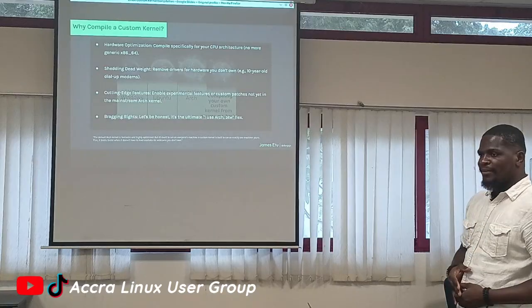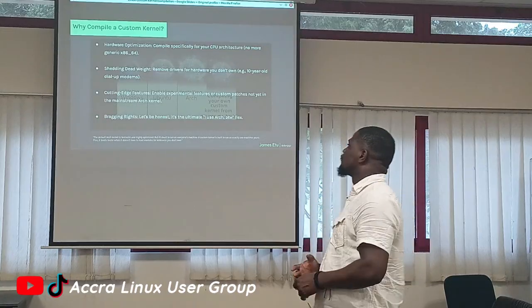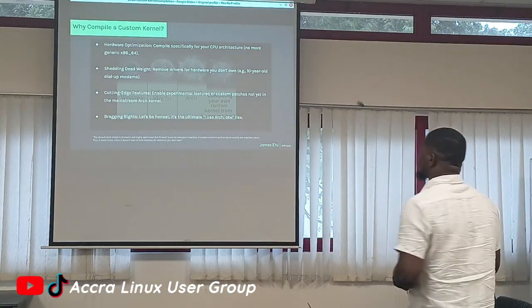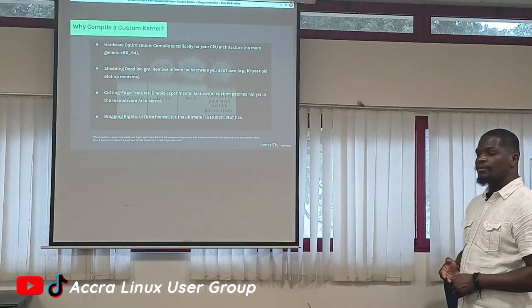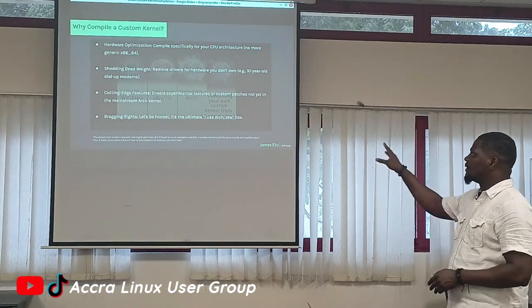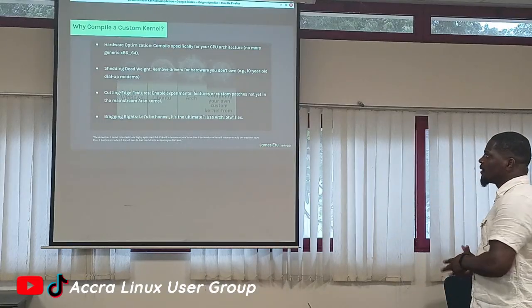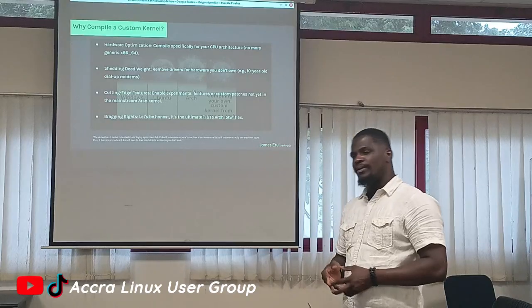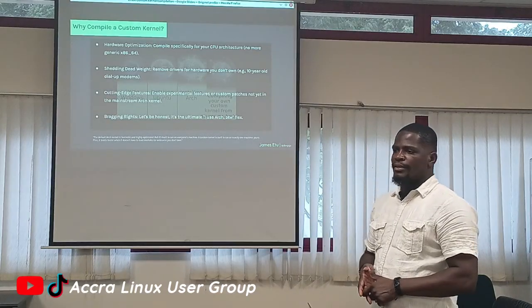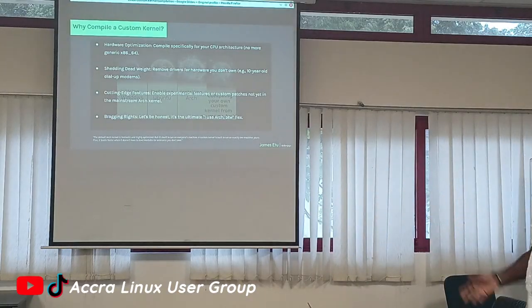So we ask why we are going to compile a custom kernel. First of all, hardware optimization: if you want to compile for specific hardware, you can do that, and when you compile it, you can remove the generic support and know that you're compiling for your system. The other one is shedding dead weight, which is removing excess unused drivers and modules. This comes up with something like this machine, which is running a kernel that includes things like Wi-Fi modules it won't use, and because of that it becomes slow.